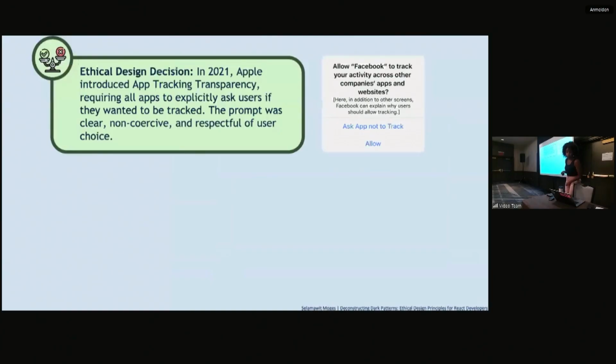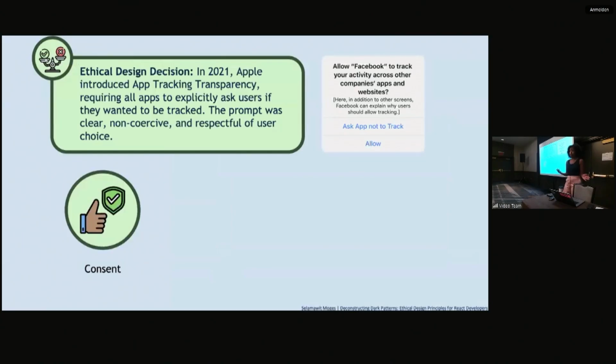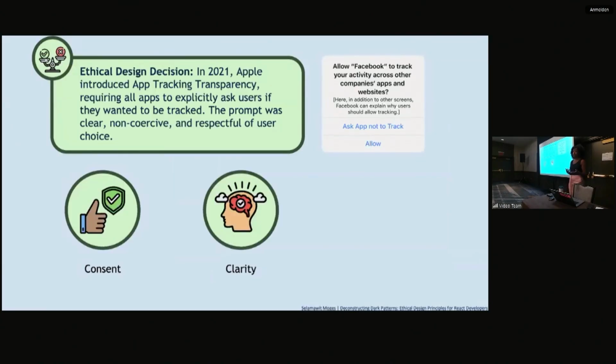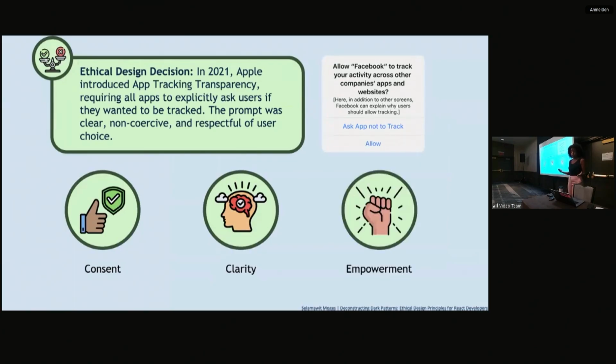So in 2021, Apple made this ethical design decision to introduce ATT. And I'm sure if you have an iPhone, you've probably seen this pop up when you first download an app. It explicitly asks the user and prompts them in a clear, non-coercive, and respectful way. Now, user trust and adoption is gained through 3 ways. 1, it's through consent. 2, clarity in what you're asking. And 3, empowering the user to make an informed decision.